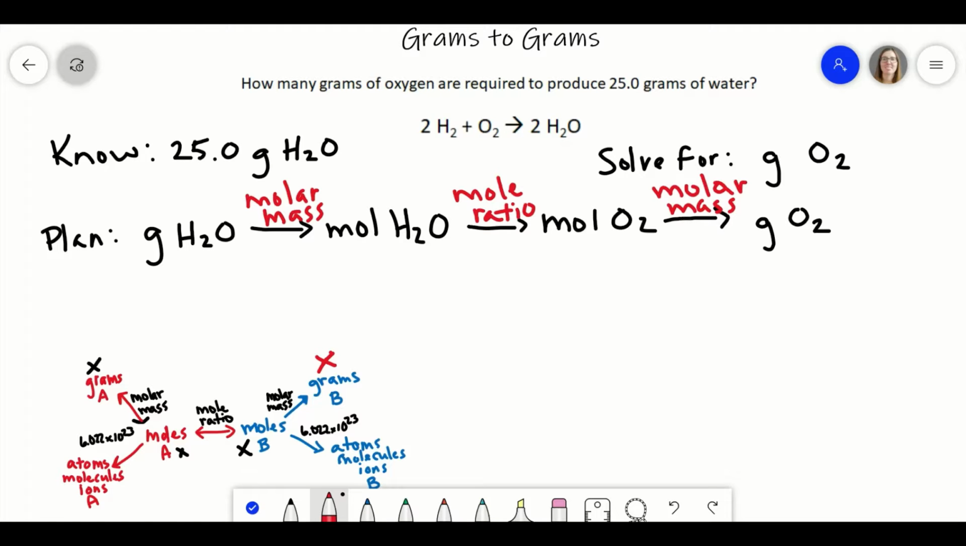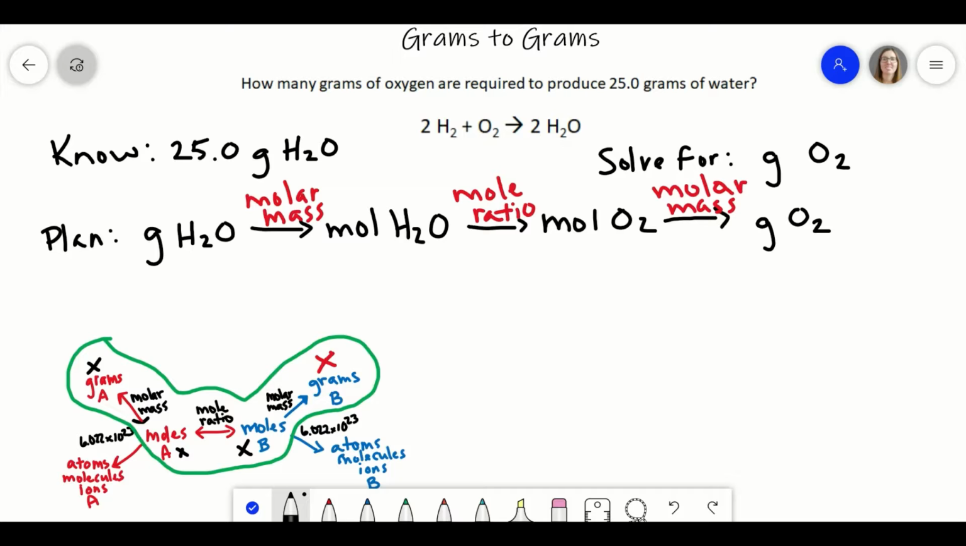Alright, so if we look at our chart or our guide, we are going to span this part of our guide. We're going to go from grams to moles using molar mass, moles to moles using the mole ratio, and then moles to grams using molar mass. Okay, so let's work this out.